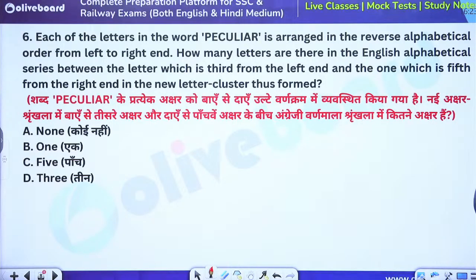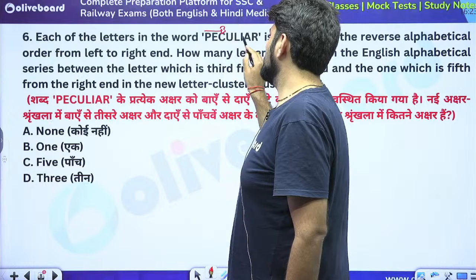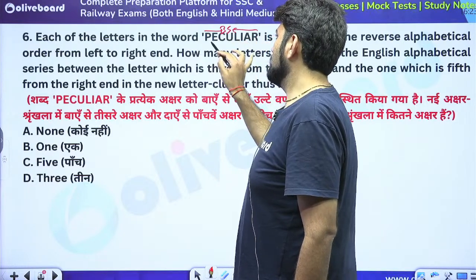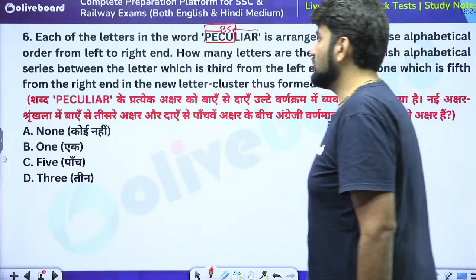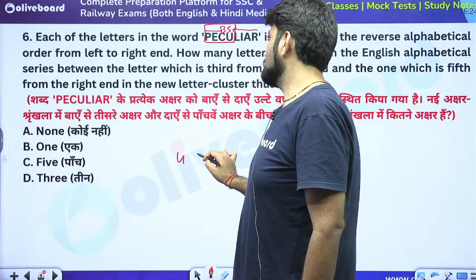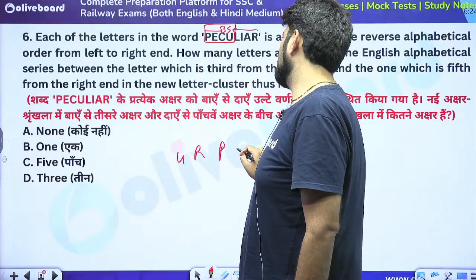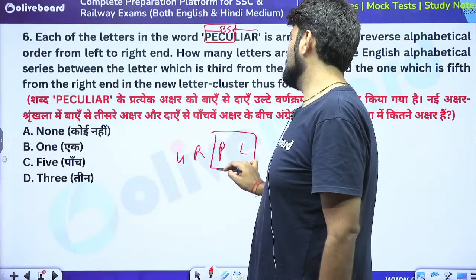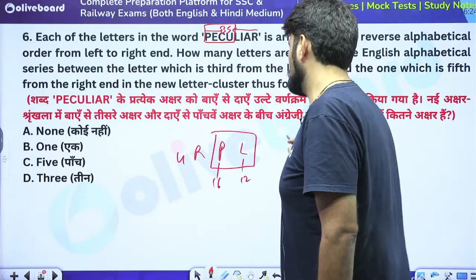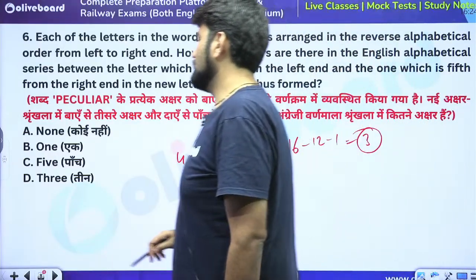How many letters are there in the English alphabetical series between the letter which is third from the left and fifth from the right? This is what they're asking. So basically they need the first 4 letters arranged in the descending order, right? So write the first 4 letters in descending order: U, R, P, L. They need to find how many letters in the English alphabet between 16 and 12. So 16 minus 12 minus 1, the answer is 3.